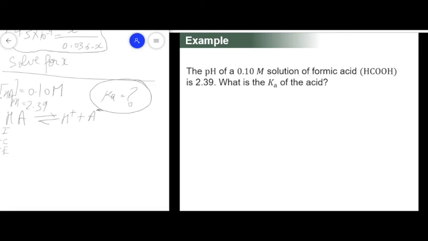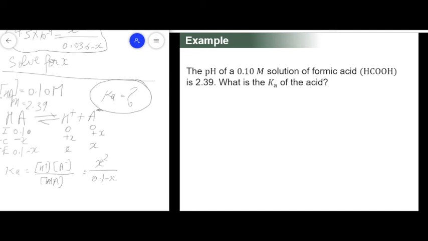ICE table. What's our beginning concentration? 0.10. Initially 0 product. Change is going to be based on stoichiometric coefficient, which is minus x, plus x, plus x. That means it's 0.1 minus x, x, and x, right? So what is my expression for Ka? Ka would be HA concentration times the A minus concentration over HA, which will be x squared divided by 0.1 minus x. So I have to solve this, but I don't know what is the value of x.